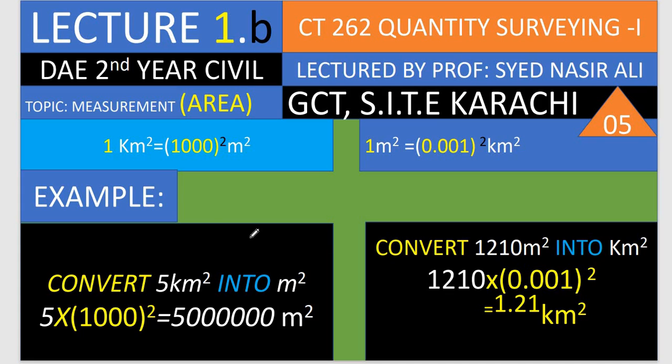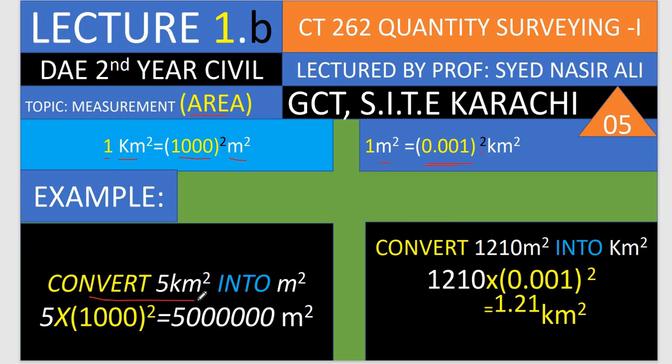Another important conversion is kilometer square to meter square. We know that 1 kilometer is equal to 1000 meter in length. So squaring for the area, we are getting 1 kilometer square is equal to 1000 square meter square. For the reverse conversion, meter square to kilometer square, just 1 divided by 1000, we are getting the factor 0.001, and squaring for the area.